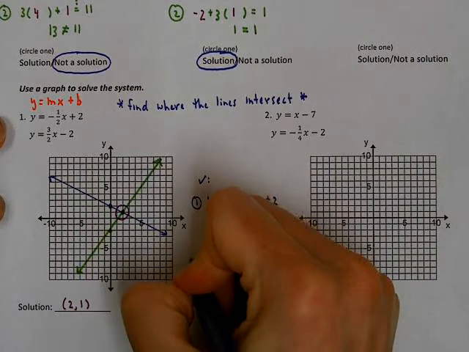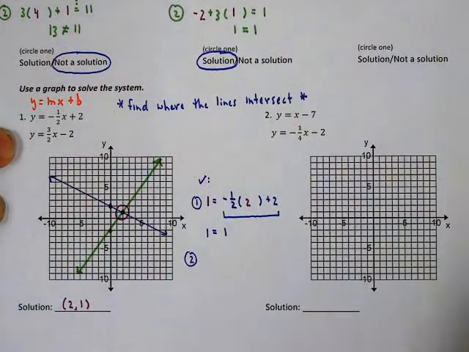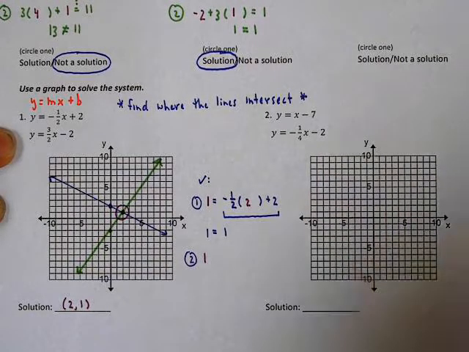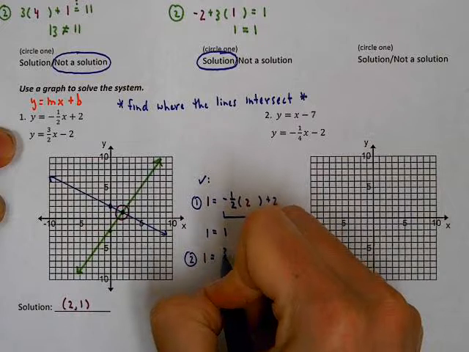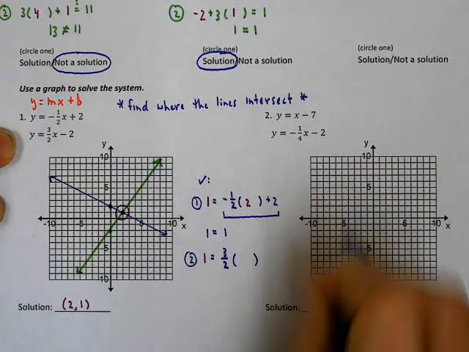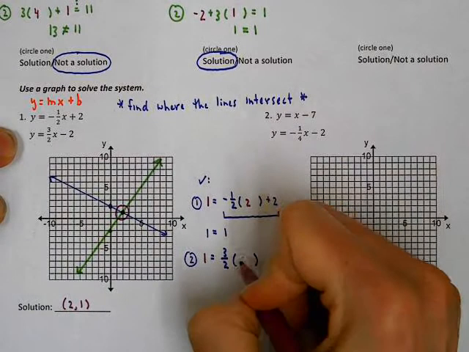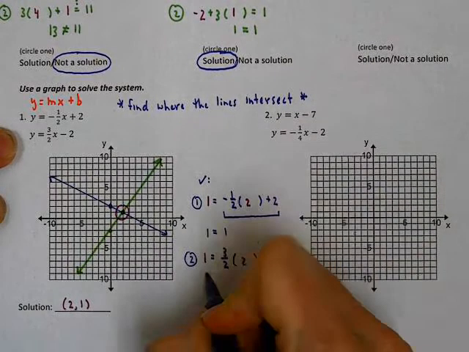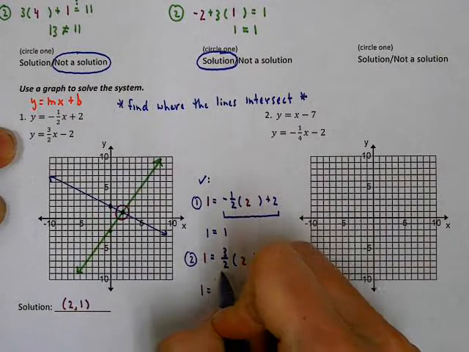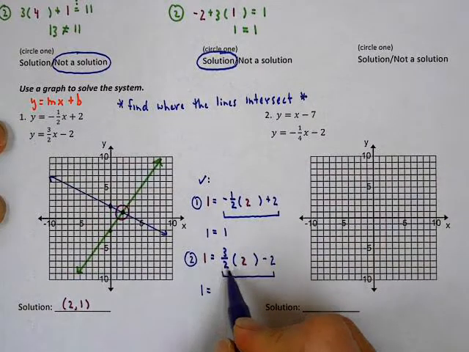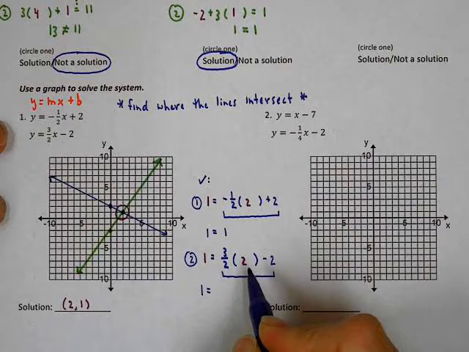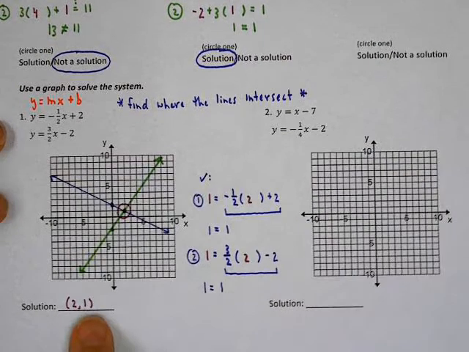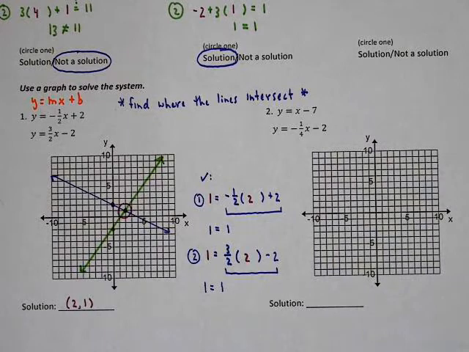If I plug it into my second equation, I have y. Again, I think my y value is 1, is equal to 3/2 times my x value, which is 2, and then -2. So I get 1 is equal to, well, let's see, 3/2 times 2 gives me a +3, -2 is 1. Since both of these came out, I know that my ordered pair is correct.